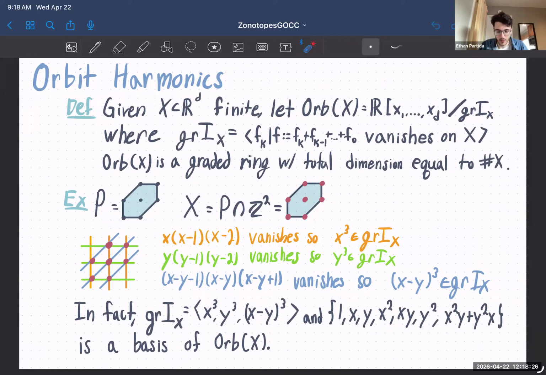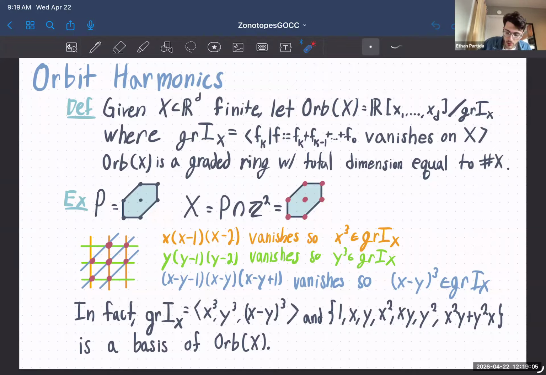So what orbit harmonics is, it's a machine that if you're handed some finite set of points inside of a vector space, orbit harmonics spits out a graded ring, denoted orb of X, whose total dimension is equal to the number of points you started with. But now this will be a graded ring, and so you can ask about the dimensions of the various graded pieces. And the sum of these various graded pieces' dimensions will equal the number of points, but you're now given a refined count of those points.